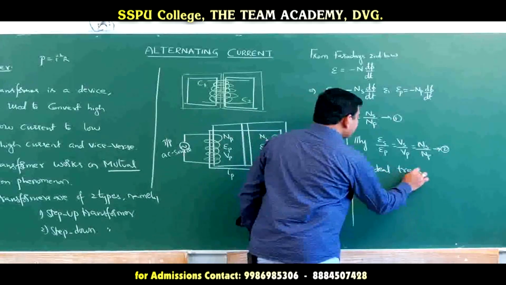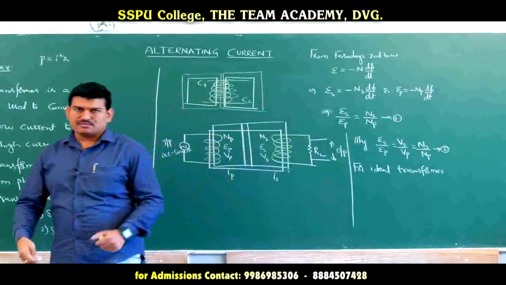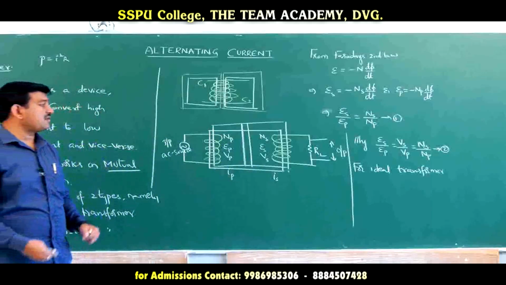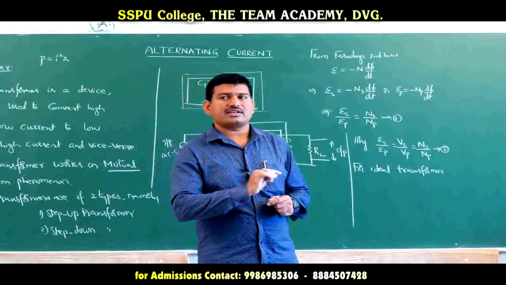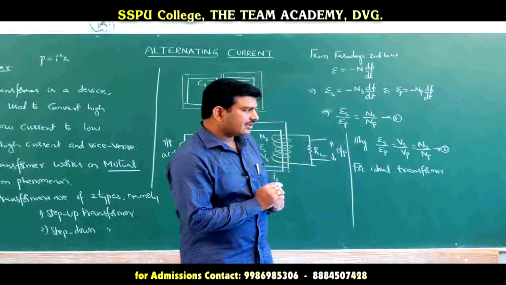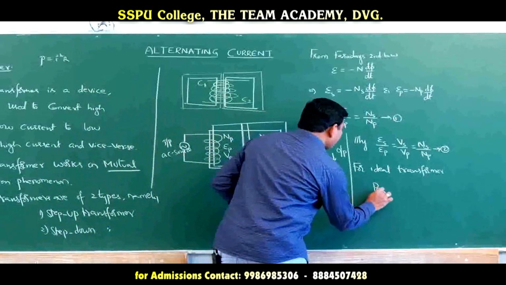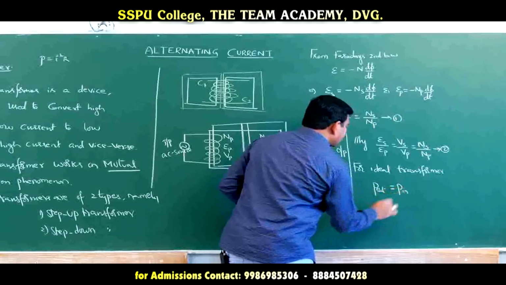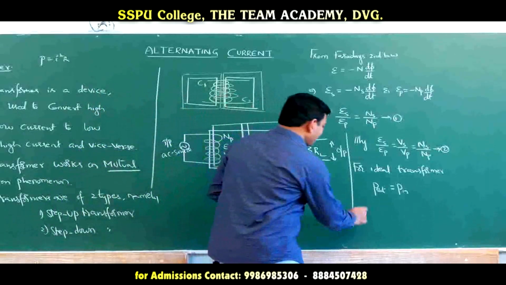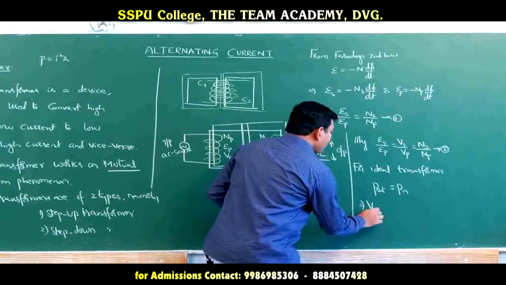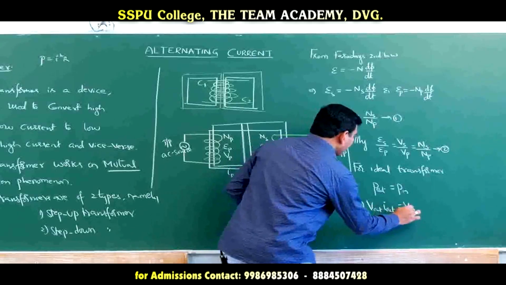the most important thing is, if it is an ideal transformer, then the output power must be equal to the input power, or it must be 100% efficient. If it is an ideal transformer, then the efficiency of that ideal transformer is 100%. Hence, I can say that output power is equal to input power for an ideal transformer. But we know that power is equal to voltage into current. Power is equal to VI. Therefore, this implies V out into I out is equal to Vin into Iin.